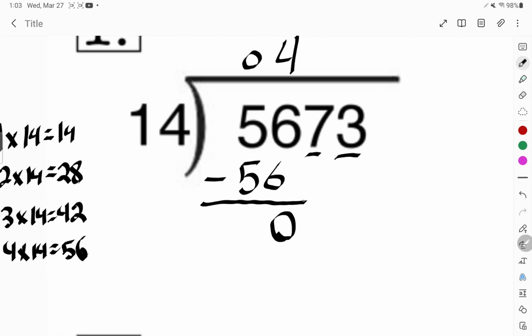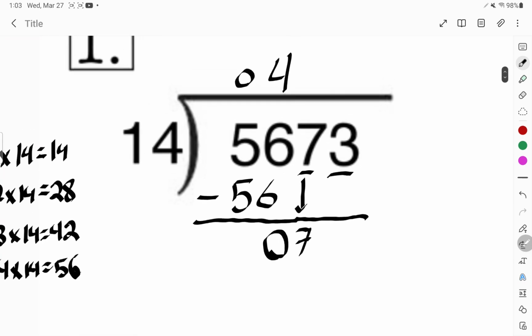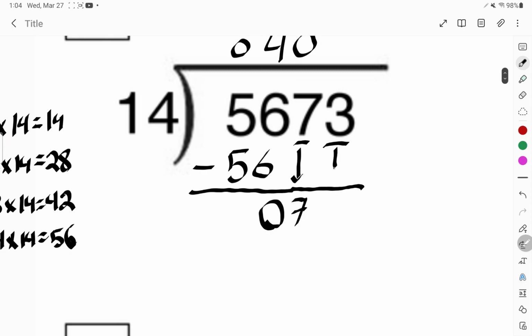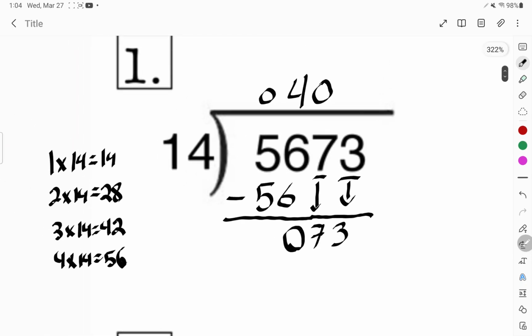So before I even go any further, I'm going to start bringing these numbers down. So I'm going to bring the 7 down. And we're going to be doing the same thing. So now I have 7. How many 14s can I fit into 7? Well, that is also 0. I can't fit any 14s. So now I need to bring this one down. So it's going to be a 3. Now I have a 73.